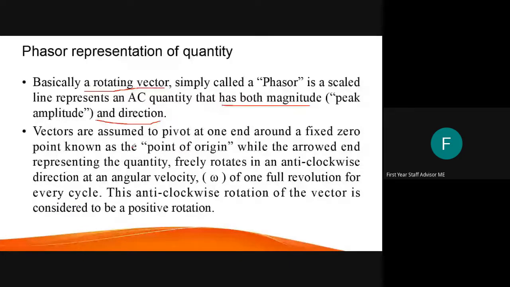Then when we go a little bit deeper into vectors, vectors are assumed to pivot at one end around a fixed zero point known as the point of origin. That means if you have a vector, one end of the vector is fixed at one point. This point is known as the point of origin.